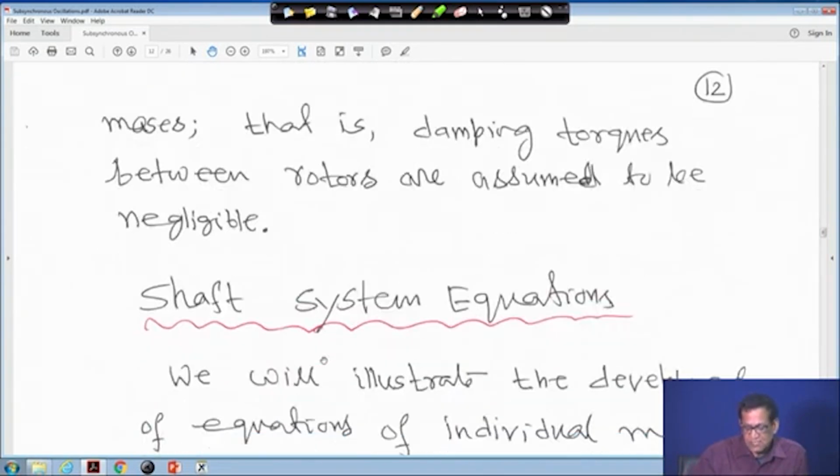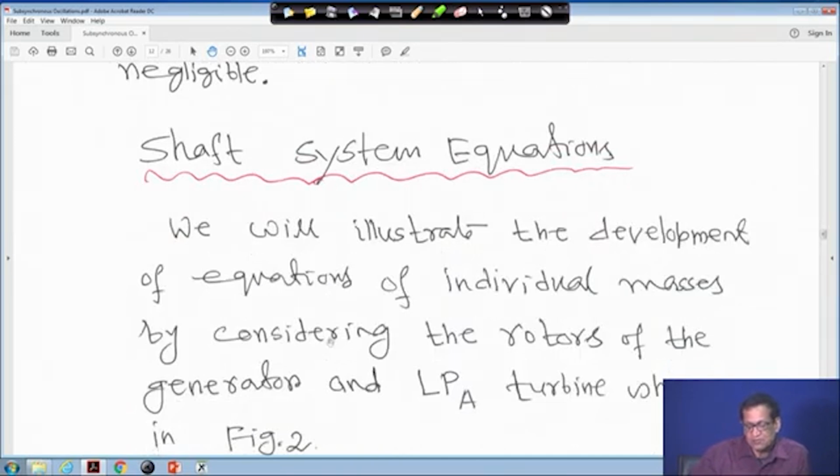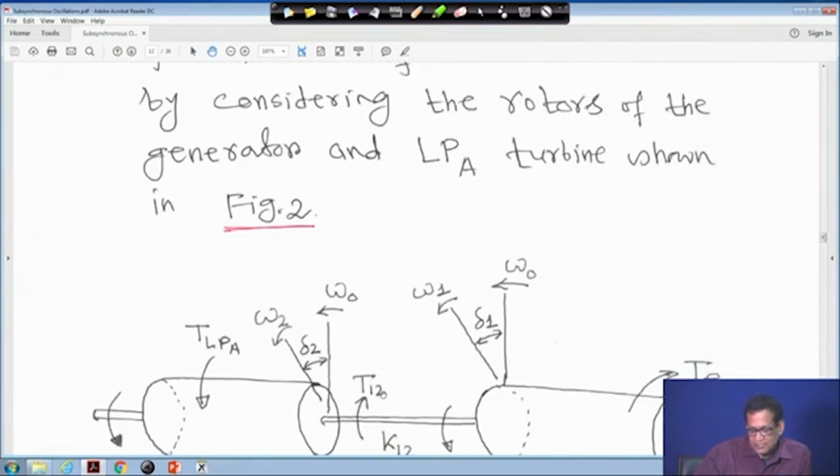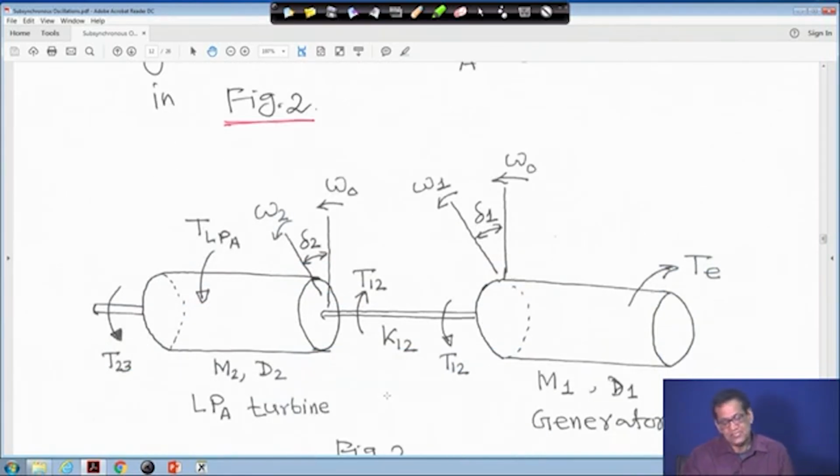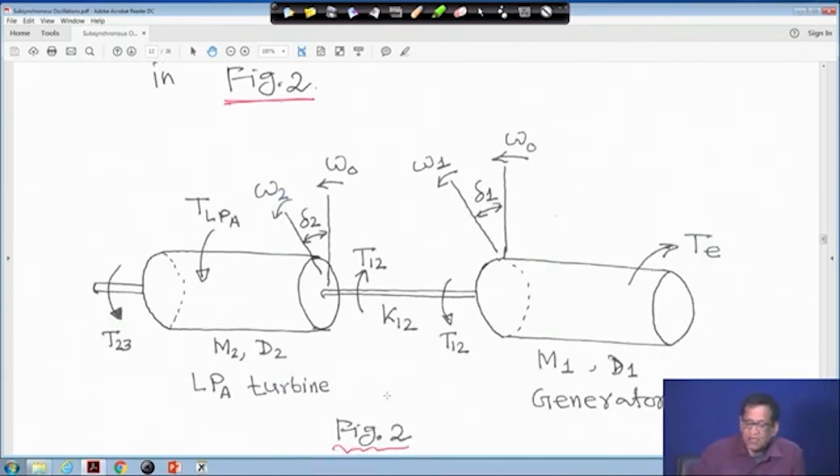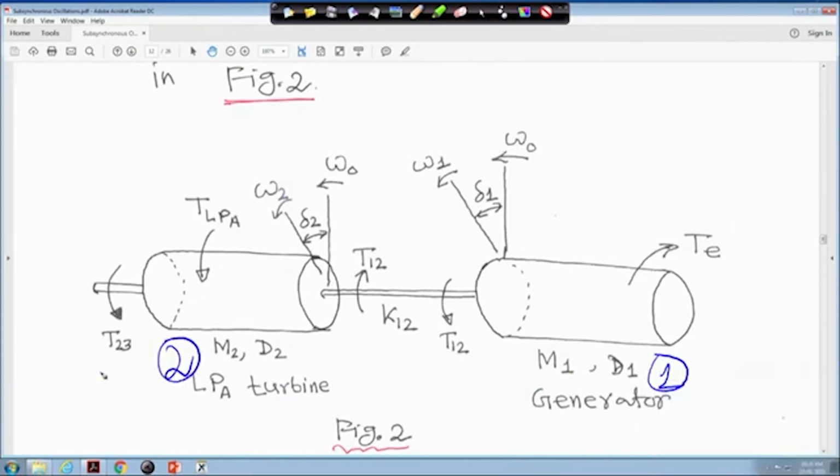Now, the shaft system equations. In the shaft system we have seen the generator, the low pressure section of the turbines, then intermediate pressure, then high pressure. We will illustrate the development of the equations of individual masses by considering the rotors of the generator and the LPA turbine shown in figure 2. This is only what we have seen in figure 1: section 1 and section 2, and similarly 3, 4 like this.